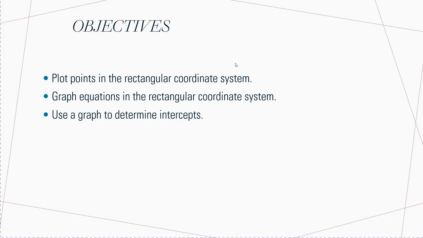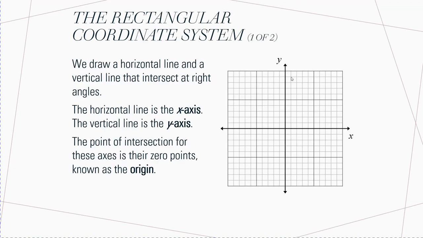All right, so our objectives here. So we're going to talk about how you plot points in the rectangular coordinate system. I'm going to go through that pretty quickly. We're going to graph equations in this rectangular coordinate system, also called this Cartesian coordinate system. Then we're going to talk about when you look at a graph, how you determine intercepts. That'll be real easy. And then one of the last things I'll do is I'll just do a quick application problem for you. Okay. So first off, what is this rectangular coordinate system?